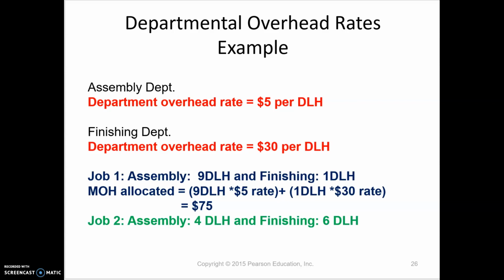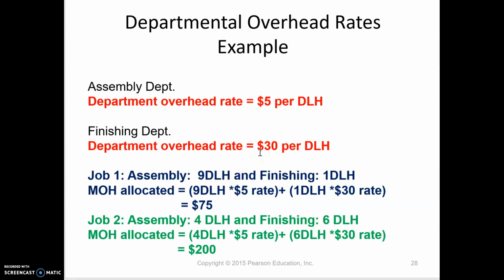Now for job 2, they also used 10 hours. So under the predetermined method, job 2 was allocated the same amount of overhead as job 1, but 4 hours are from the assembly department that has a $5 rate. 6 hours are from the finishing department that has a $30 rate. So the 4 times the 5 is 20. The 6 times the 30 is 180. 20 plus 180 means 200 is being allocated to job 2.